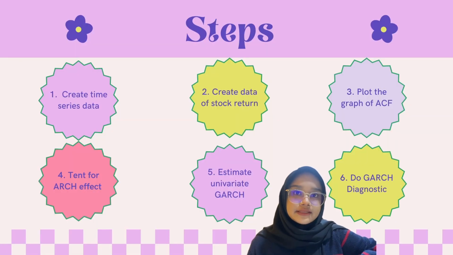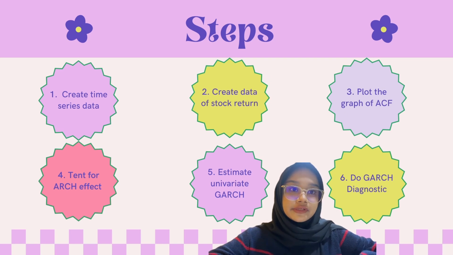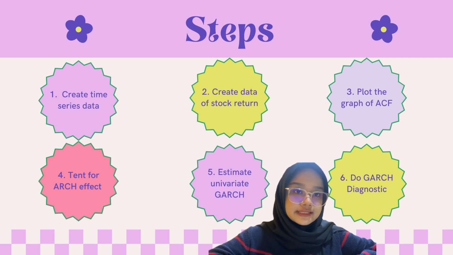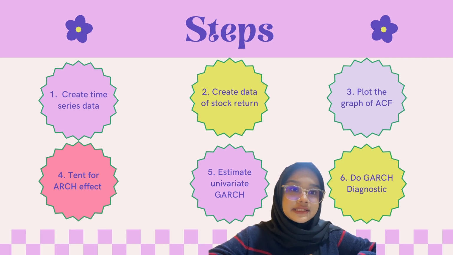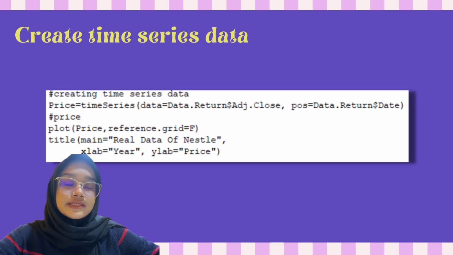The first step is to create time series data. The second step is to create data of stock return. The third step is to plot the graph of ACF for test of ARCH effect, and the next step is to estimate univariate GARCH, and the last step is to do GARCH diagnostic. So let's begin with step 1.